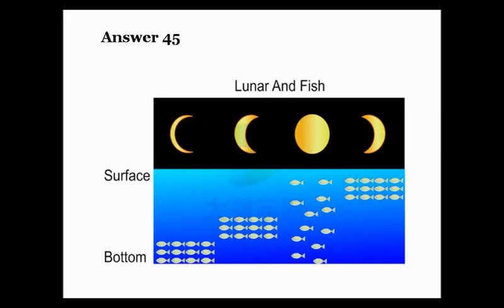Last but not the least, when it is the full moon, those fish are dispersed in the sea from the surface to the bottom. In conclusion, we can see that it is an interesting picture because it gives us really good information about the relationship between Luna and fish.